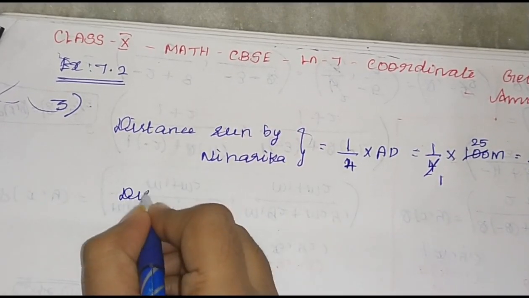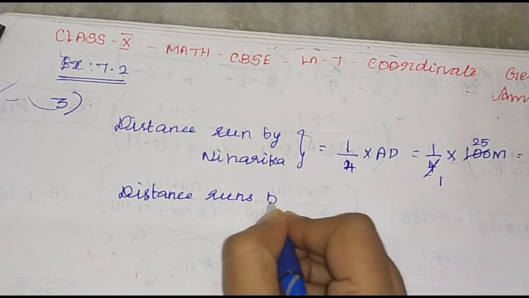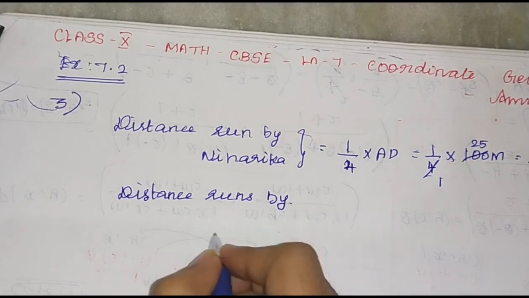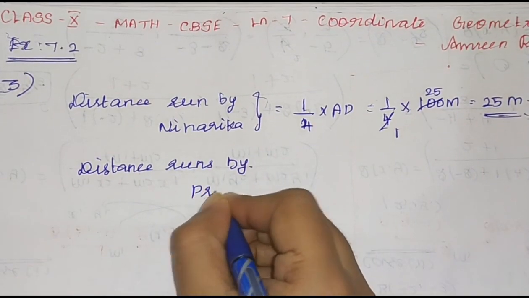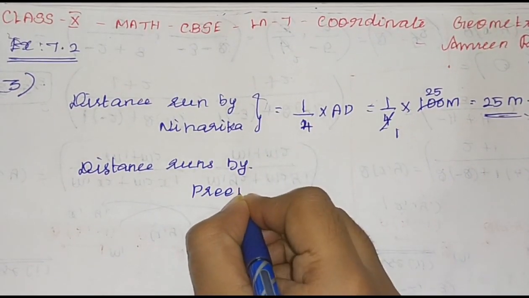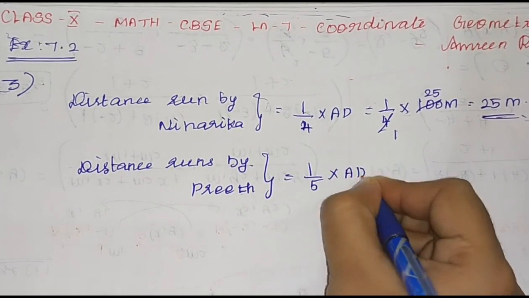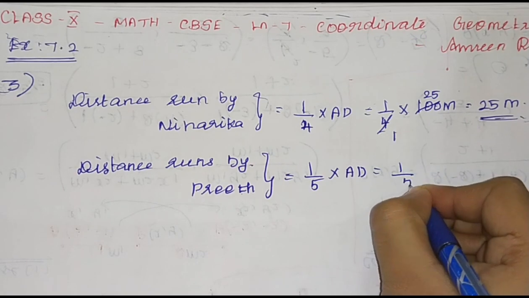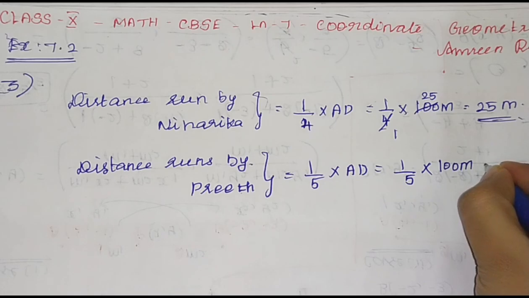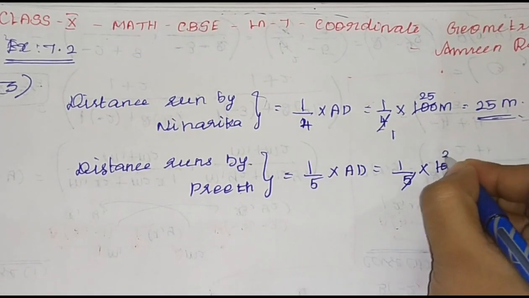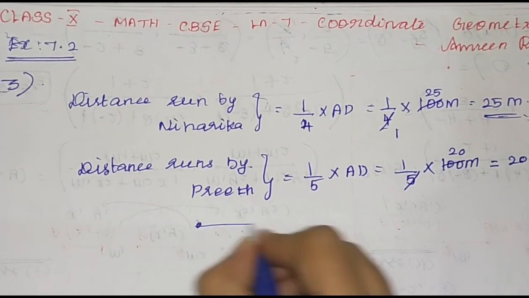Next person: the distance run by Preet is one-fifth of the distance AD. So 1/5 multiplied by the distance 100 meters. 5 twos are 10, so it is 20 meters.